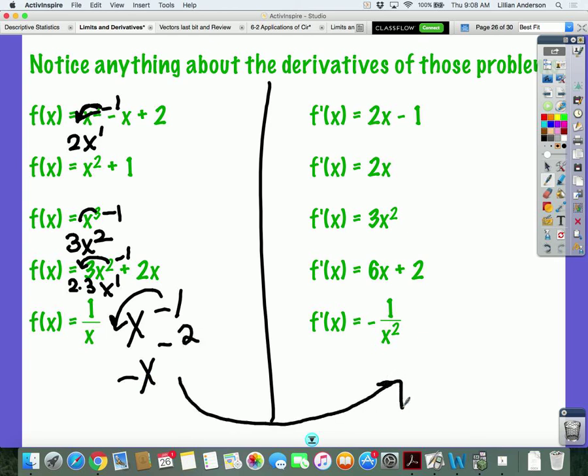A concept from algebra 2. Laws of exponents. Look at you. Yes. Yes.